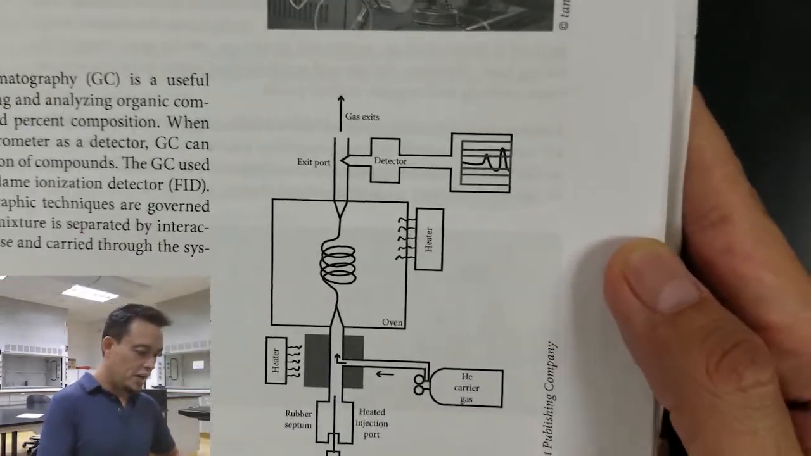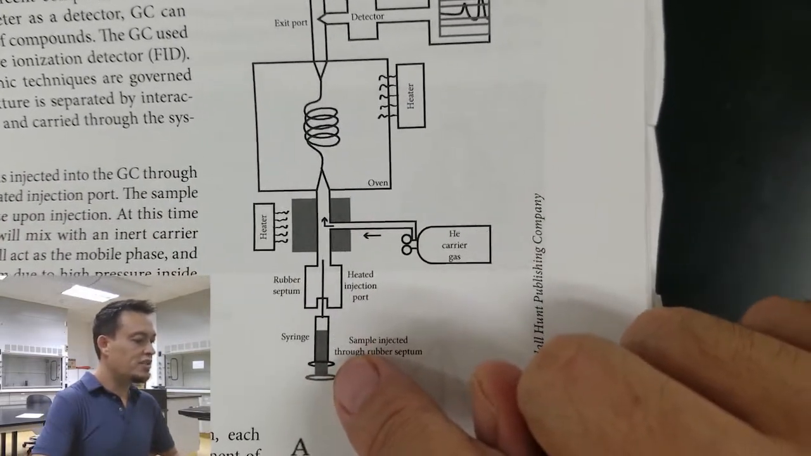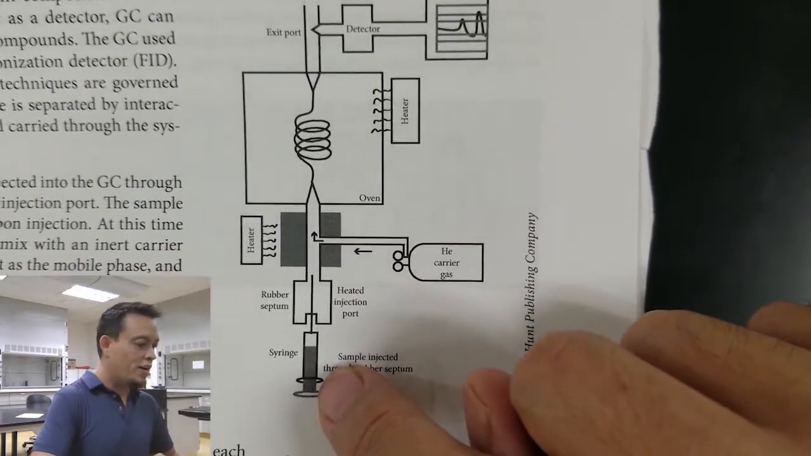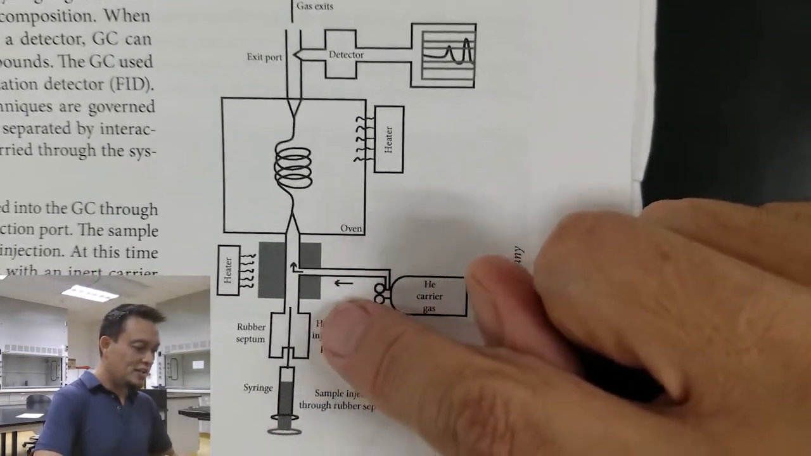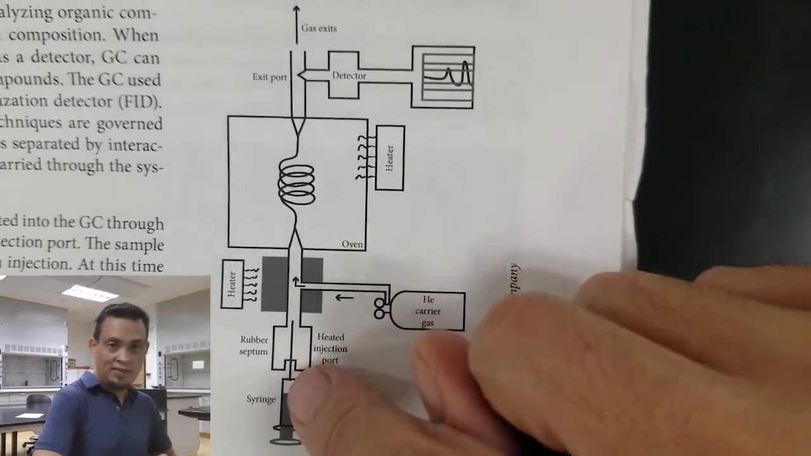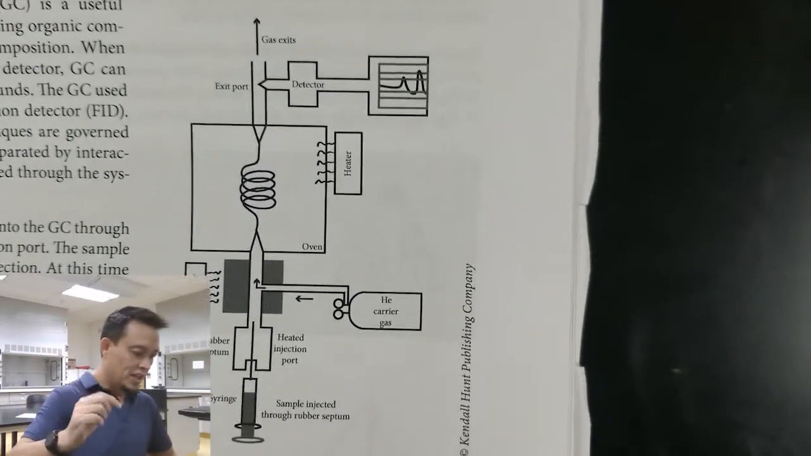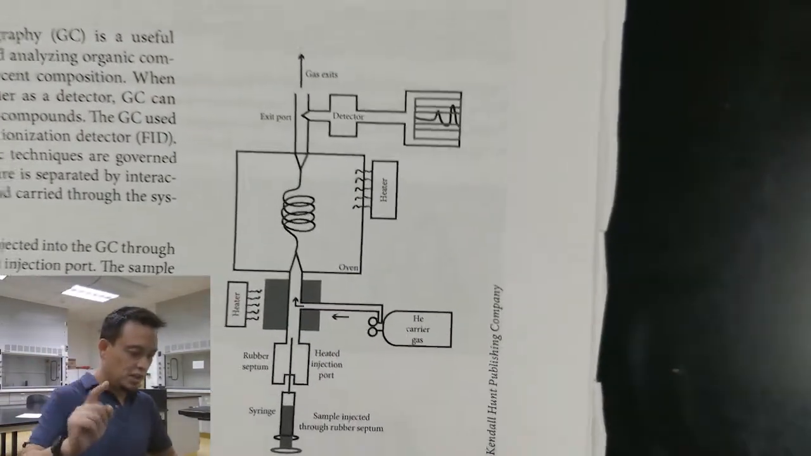Taking a look here, we have an injection port, your syringe. This is actually on the top of the instrument. We push it through a rubber septum, and this is heated enough so that whatever liquid you have in there is instantly volatilized, meaning it goes to the gas phase. That way the helium gas can push it through the system.